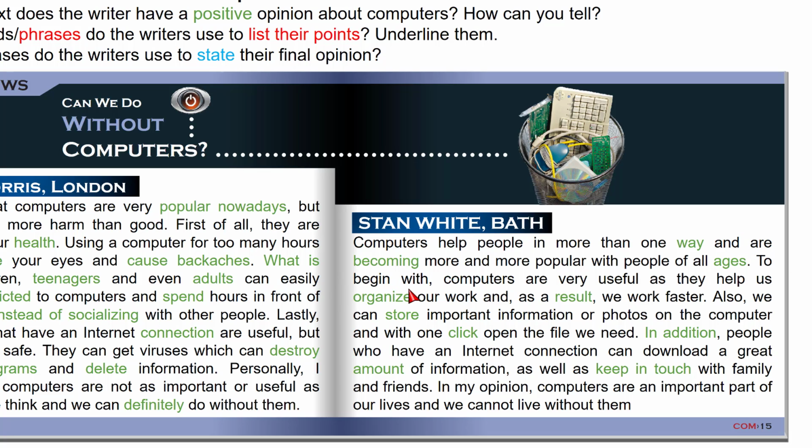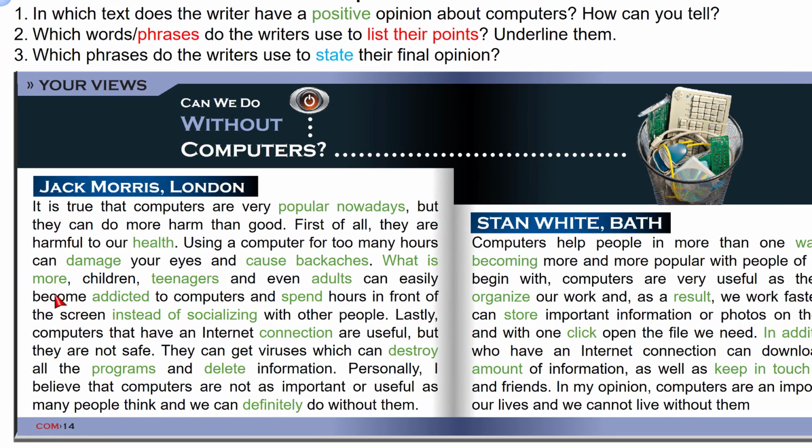To begin with, first thing, computers are very useful as they help us organize, arrange our work. And as a result, because of this, because we can organize our work, we work faster. Also, we can store, we can save important information or photos on the computer. And with one click, when you press the mouse button, that is a click, you can open the file we need. In addition, this means what is more, the same thing.